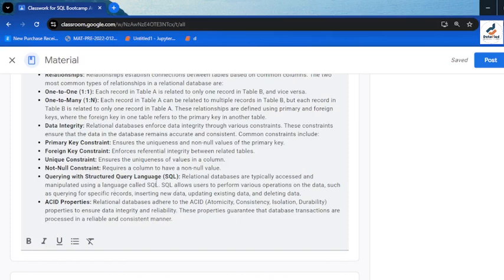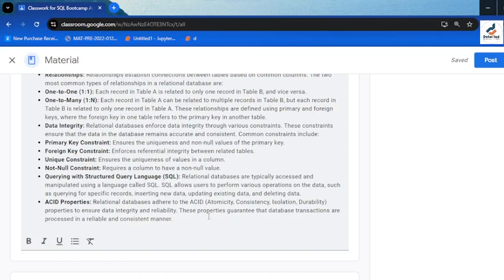We spoke about structured query language initially, and we said relational databases are typically accessed and manipulated using a language called SQL. The full meaning of SQL is structured query language, right? We said in the beginning part of the video that SQL allows users to perform various operations on the data, such as querying, inserting new data, updating, and deleting data, and the rest.